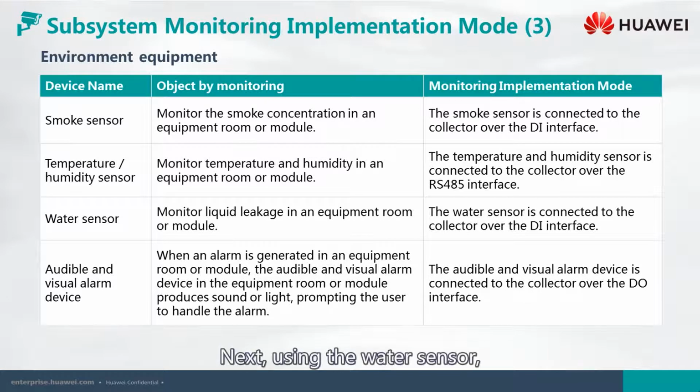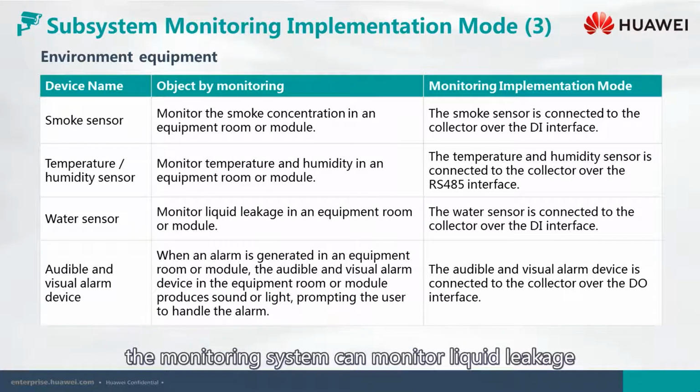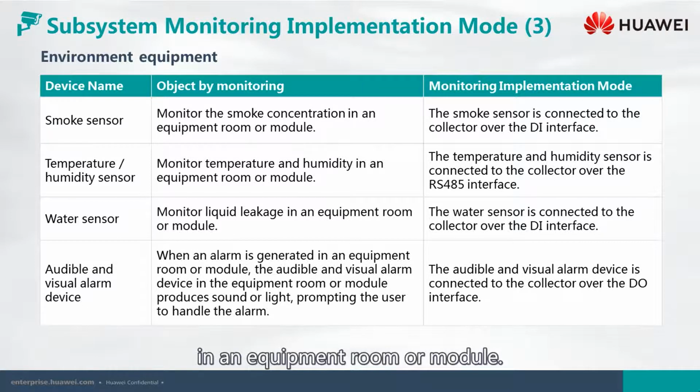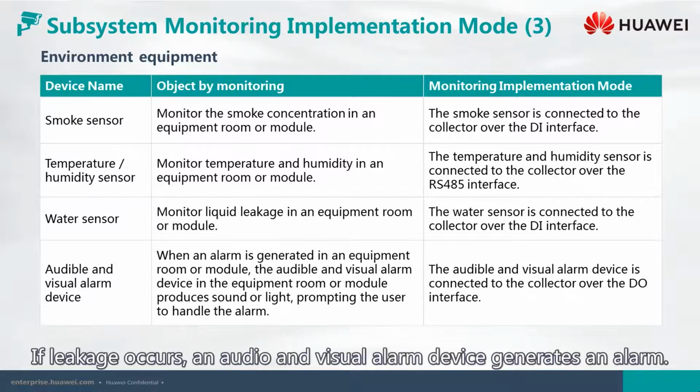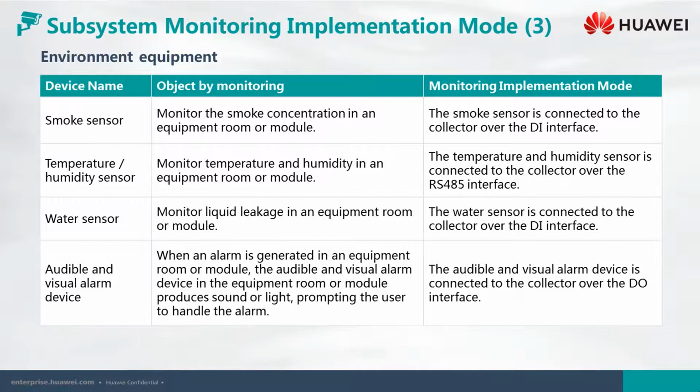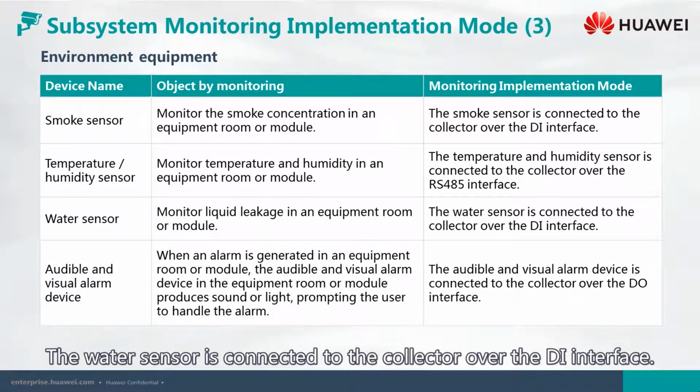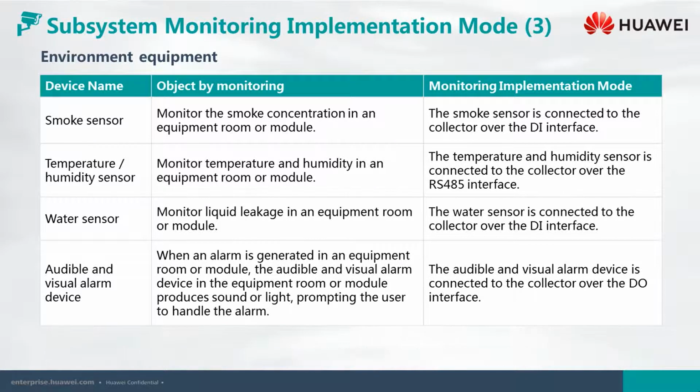Next, using the water sensor, the monitoring system can monitor liquid leakage in an equipment room or module. If leakage occurs, an audio and visual alarm device generates an alarm. The water sensor is connected to the collector over the DI interface.